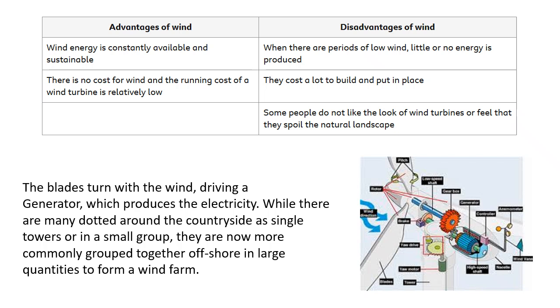So what happens is that the blades turn when the wind is blowing. It drives a generator which produces the energy. While there are many dotted around the countryside as single towers or in a small group, they are now more commonly grouped together offshore in large quantities to form a wind farm.